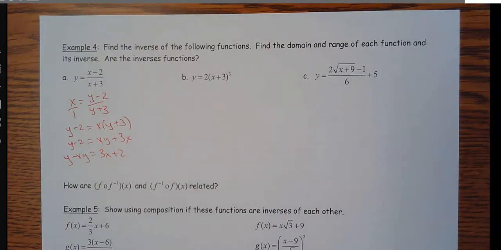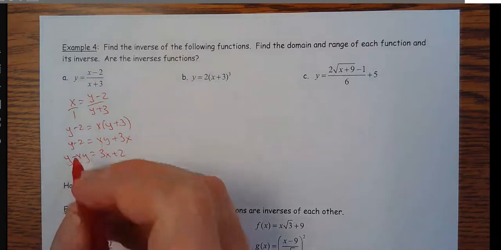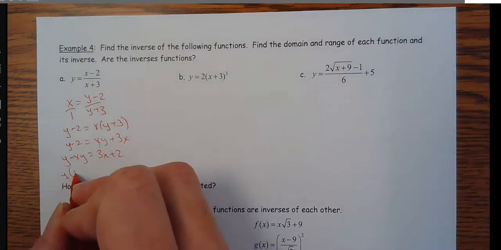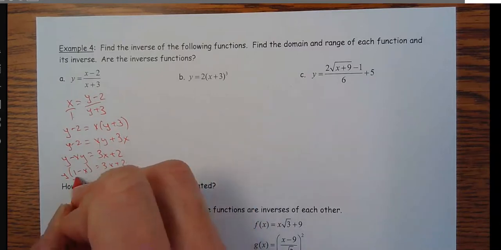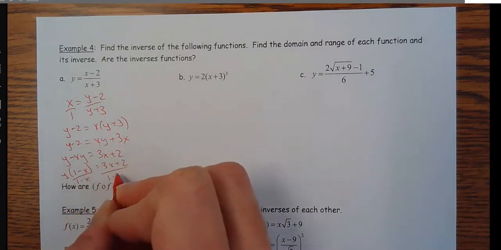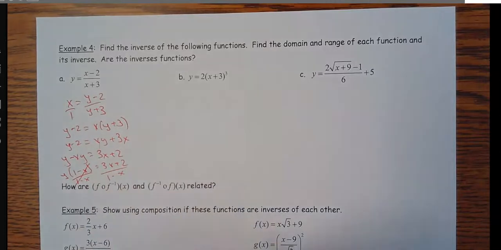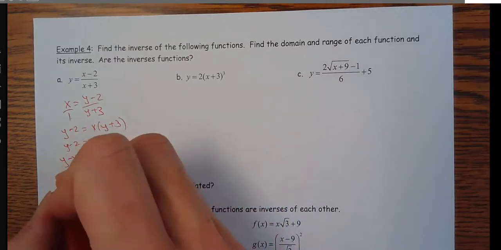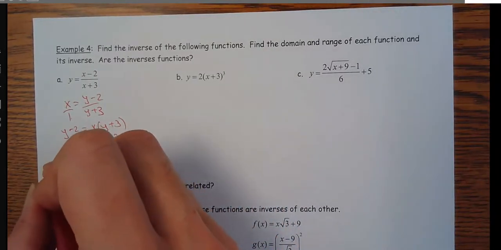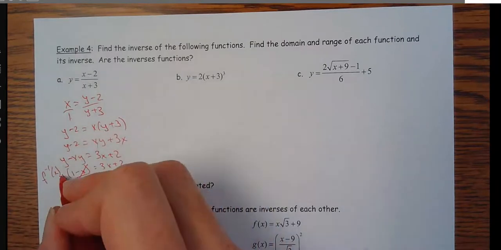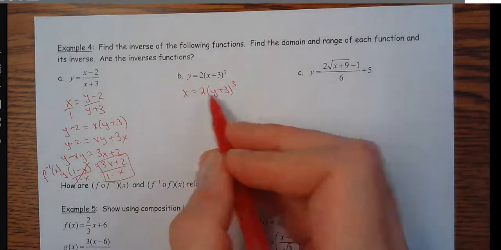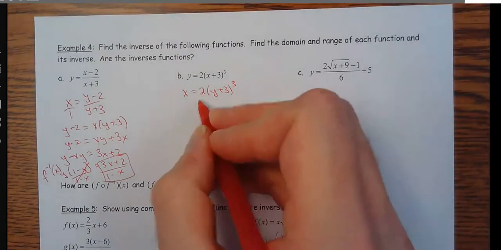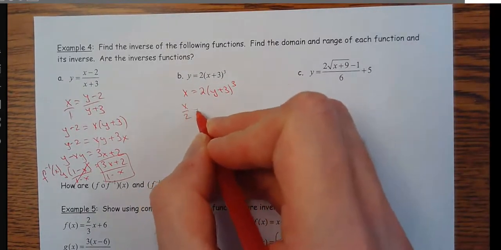Let's see. And now these both have a y in them, so I'm going to factor a y out, so that would be y times 1 minus x equals 3x plus 2, and then divide by 1 minus x. So now I got y by itself. That's the inverse. And if you want to take out the y, you can put f negative 1 of x in its place. So the inverse would equal this. So here I've already switched the x and the y's. Bring the 2 to the other side, so divide by 2.